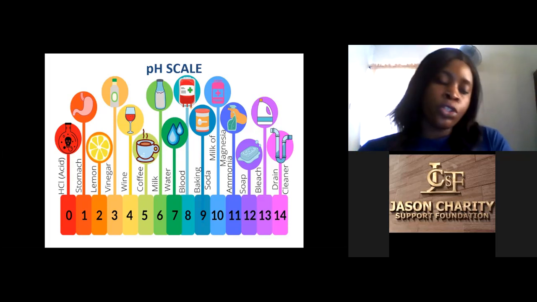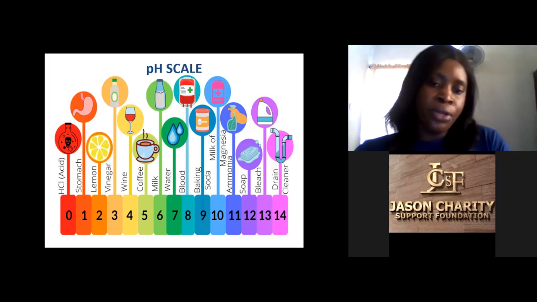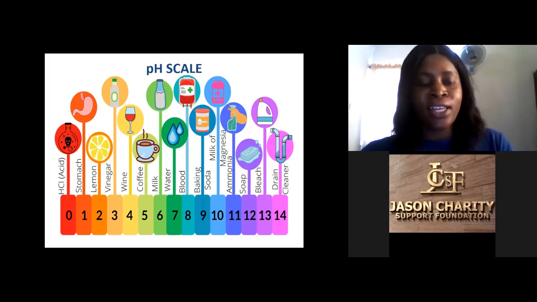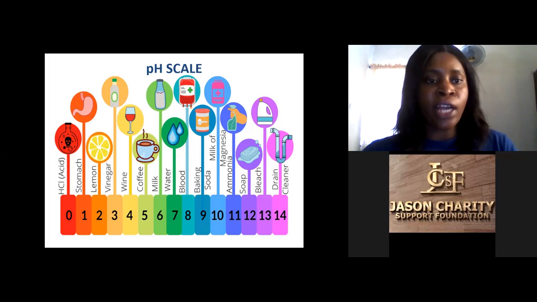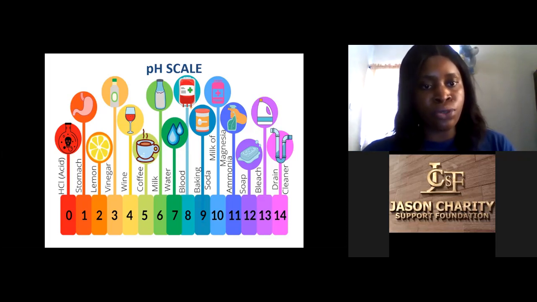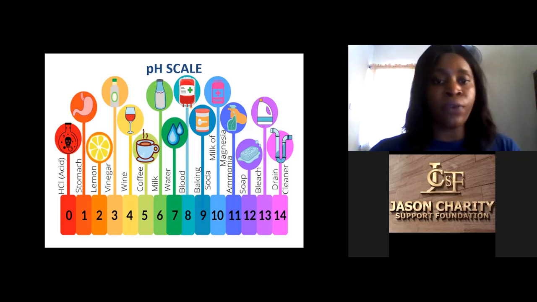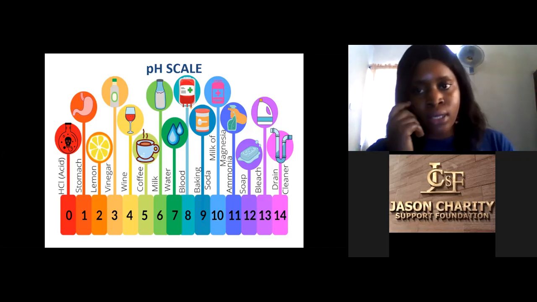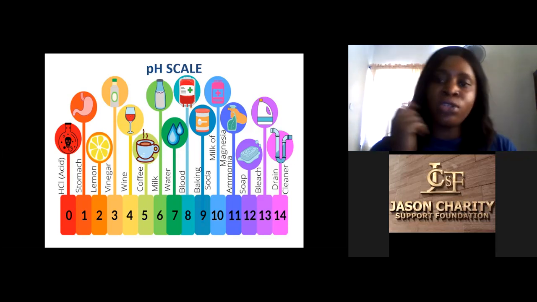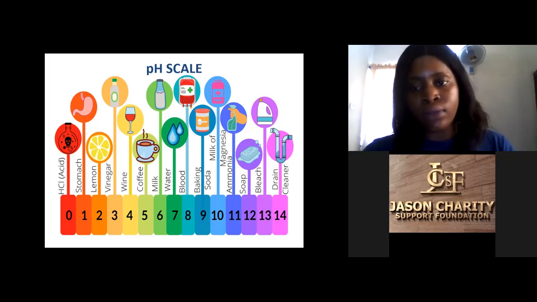So going through the substances, we have the stomach, the pH is 1. Hydrochloric acid, the pH is 0. For lemon, the pH is 2. Vinegar is 3. Wine is 4. Coffee is 5. Milk is 6. Down to the drink, with a pH of 14.